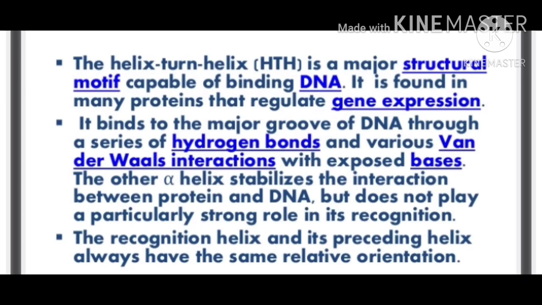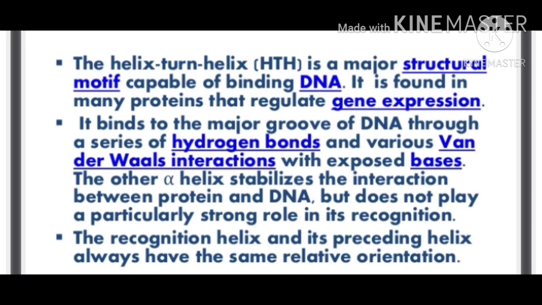protein. The B option in the question is helix turn helix motif. Helix turn helix motif is a major structural motif capable of binding DNA. It is found in many regulatory proteins. It binds to the major groove of DNA through a series of hydrogen bonds and also through a weak bond, namely van der Waals interaction. And this bond is made with the bases of DNA. The other alpha helix does not have any recognition property, but it stabilizes the interaction between protein and DNA.